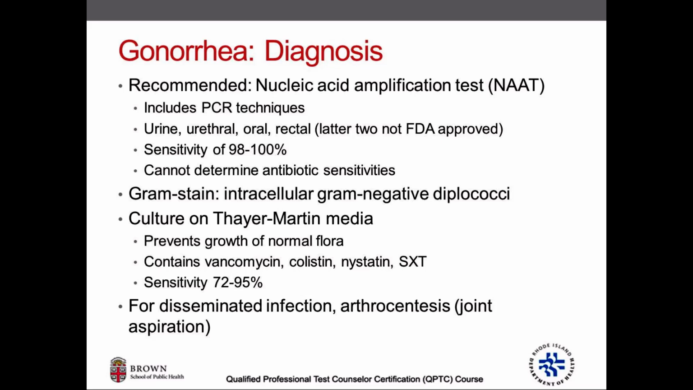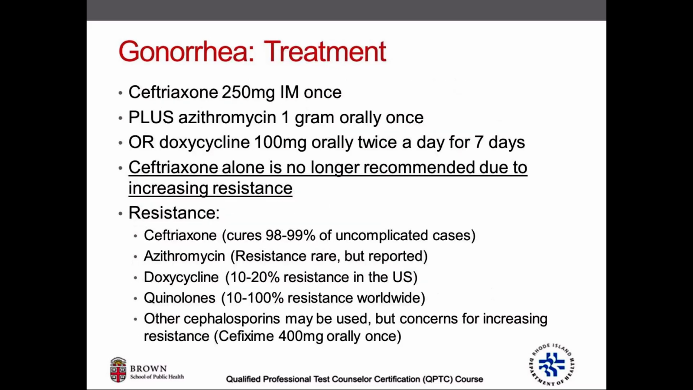Similar to chlamydia, the recommended test of choice is nucleic acid amplification testing. This includes testing of the urine, the urethra, the oral or the rectal sites. Sensitivity, again, is 98 to 100%, very sensitive. It can also be cultured out in labs. You can check it on so-called Thayer-Martin media, and also you can see it on gram stain as well.